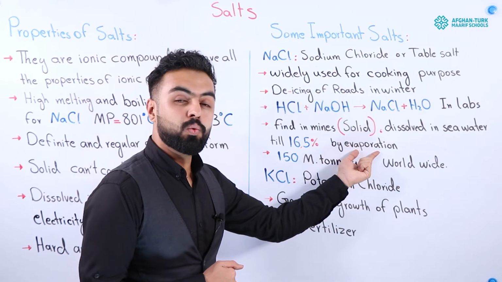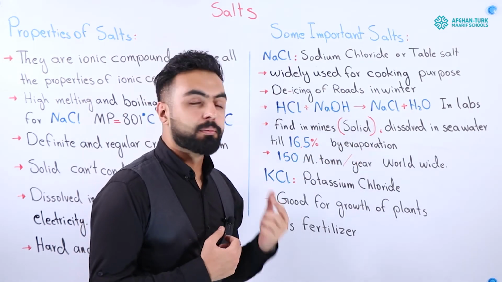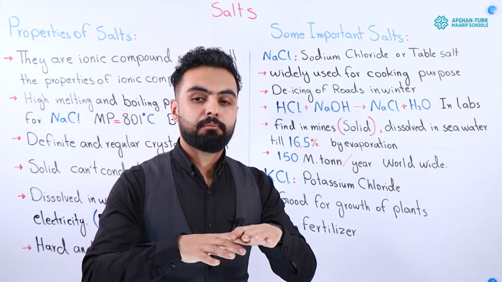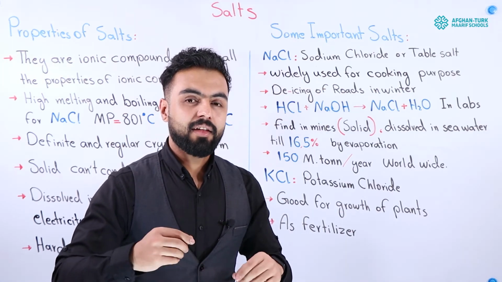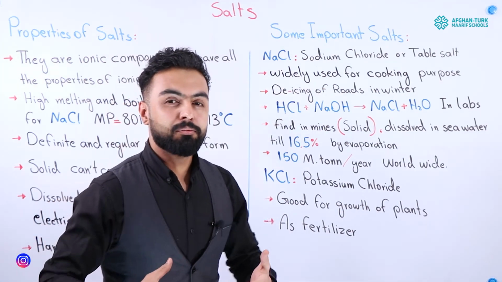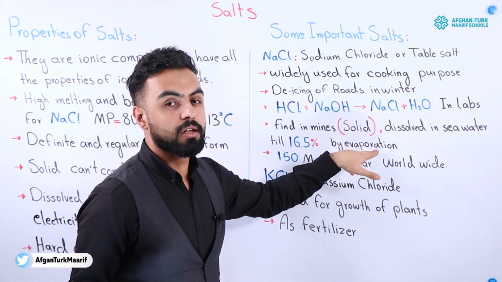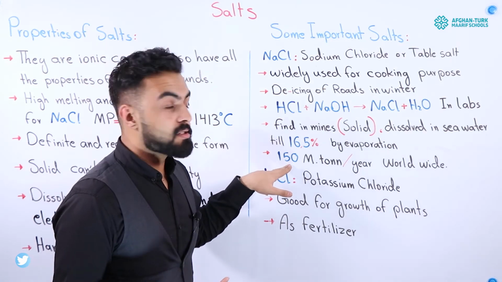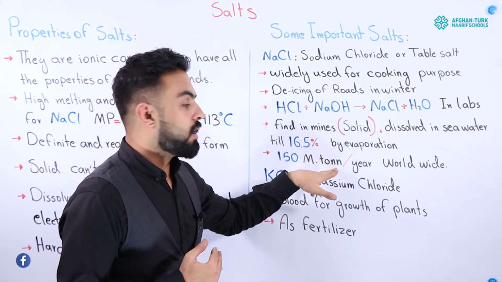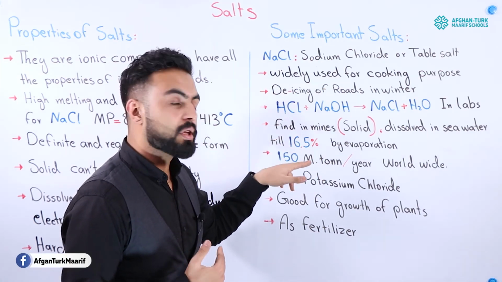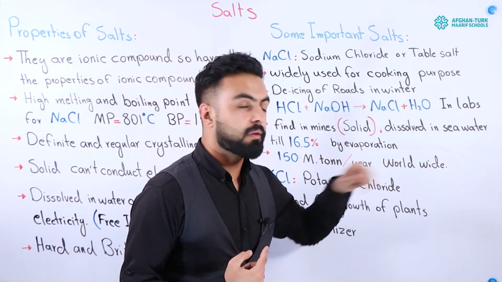And how do we produce this salt? By evaporation. Actually, they make a pool and pour the water there, and then they evaporate the water by sun, and at the end we have a large amount of salt. About 150 million tons of this NaCl, or sodium chloride, is used per year worldwide.